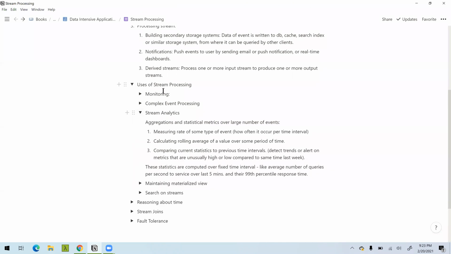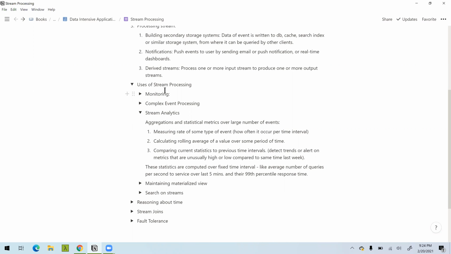The third use of stream processing is stream analytics. Stream analytics is where you are doing some aggregations or creating some statistical metrics over a large number of events, right? For example, you are measuring the rate of some type of event, how often that event occurs in a particular interval, so that will give you the rate of that event. Or let's say you are calculating the average of a value over some particular time, right?